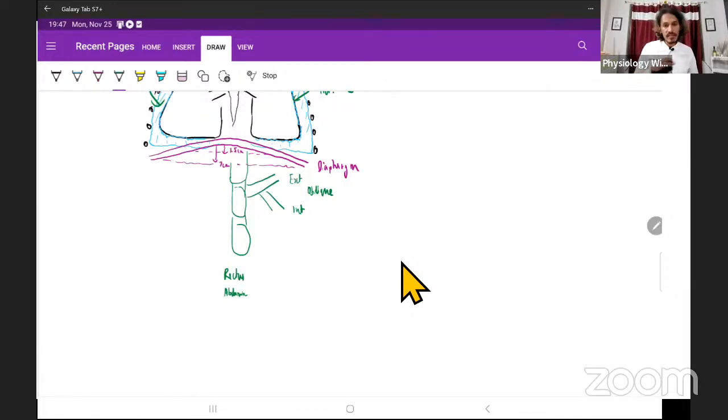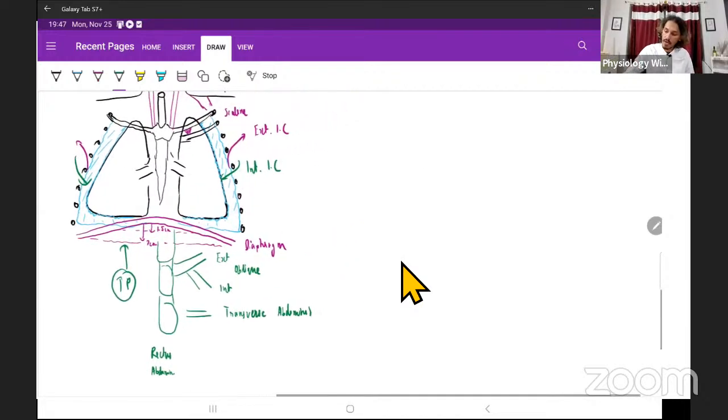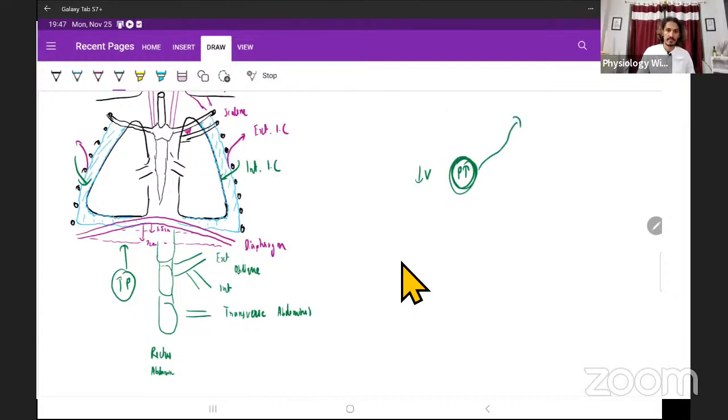And apart from that, you need something straight like this, which is your transverse abdominis. What does it do? It increases the pressure inside the stomach, which will push it up, reducing the volume here, which means pressure increases. And when the pressure here increases, air goes outside.